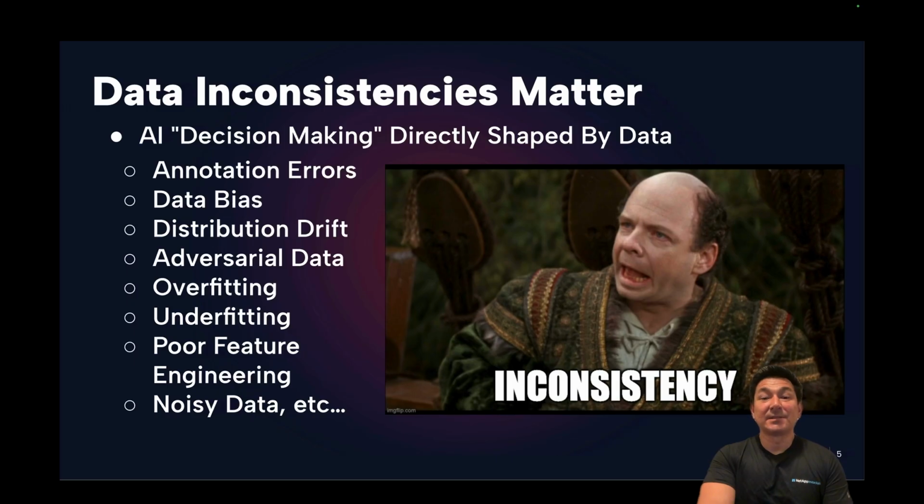AI decision-making is directly shaped by the data. Every model's prediction and outputs are based on patterns it finds in training data. If that data has issues, those problems will reflect in the model's decisions. There are numerous issues that can arise when training AI and ML models. Things like annotation errors, data biases, distribution drift, adversarial inputs are all at the top of that list.